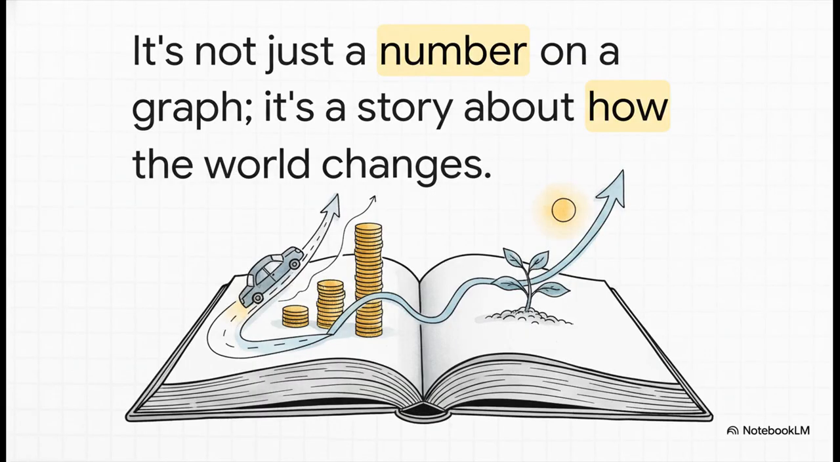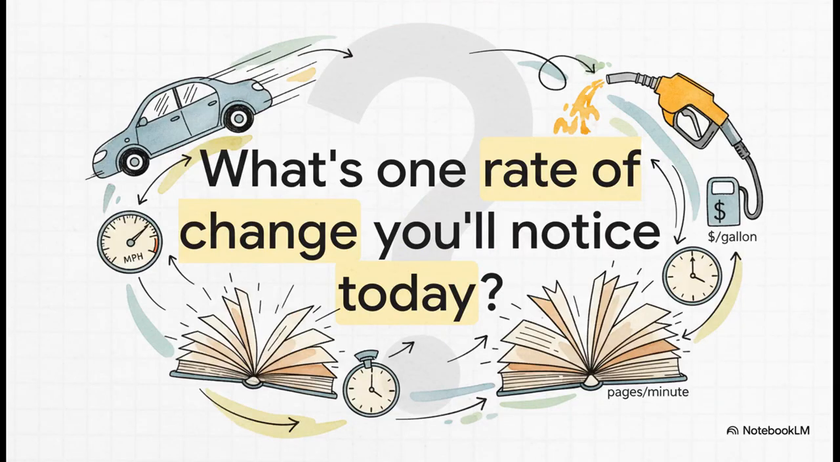So there you have it. We've revealed slope's secret identity. It's not just some random number you calculate on a graph. It is a powerful tool for telling a story about speed, about growth, about cost, a story about how everything in our world changes in relation to something else. So I'll leave you with this one question to think about. As you go about the rest of your day, what's one rate of change you're going to notice? Is it going to be the speed of your car in miles per hour, the price of coffee in dollars per cup, or maybe how many text messages you send per minute? Once you start looking, I promise you'll find them everywhere.